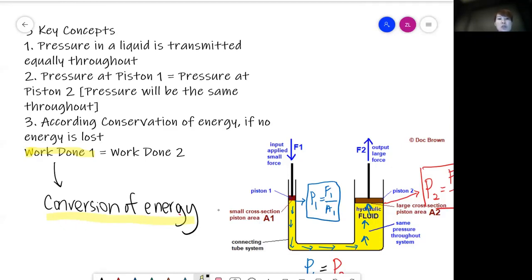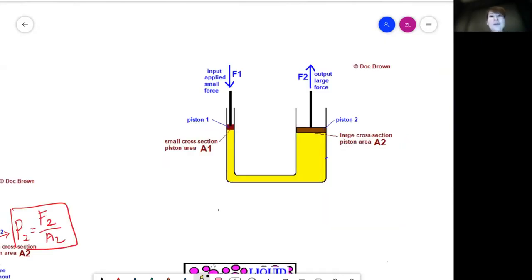So if there is no energy being lost, then whatever energy has been supplied at piston 1 will definitely be equal to the energy supplied at piston 2. Some questions require you to understand this concept in order to apply what you've learned. So now let's take a look at work done.